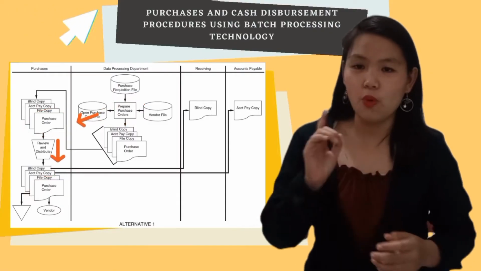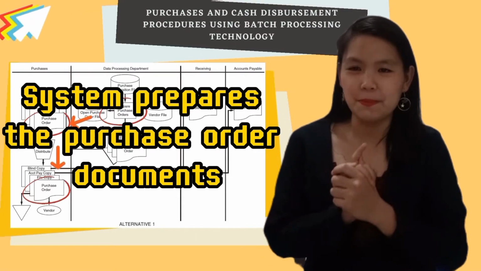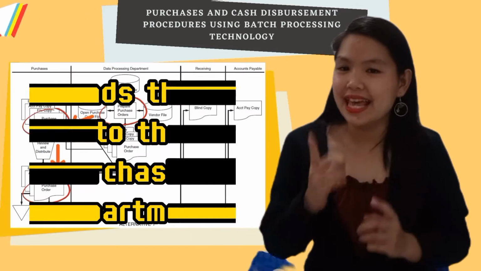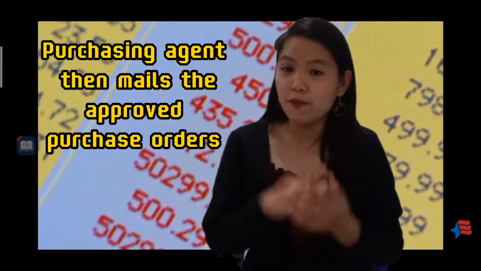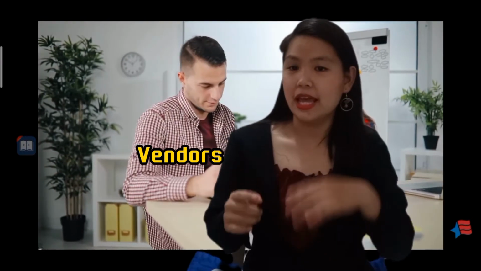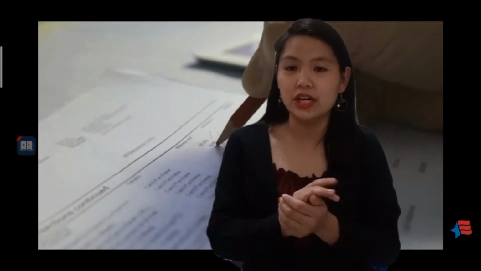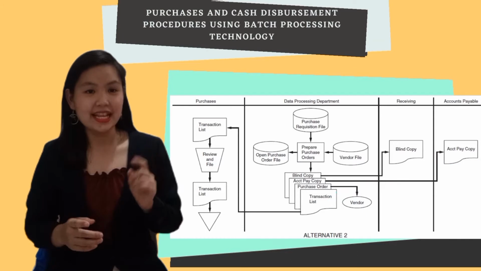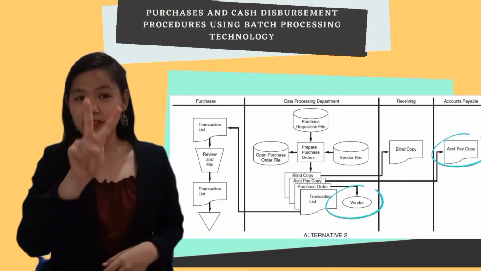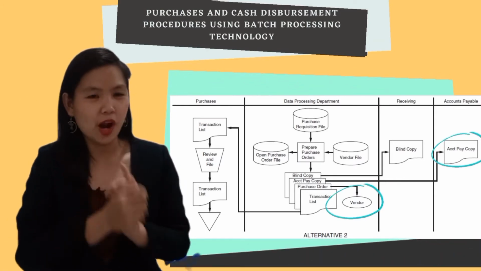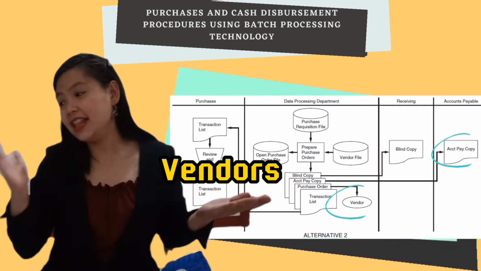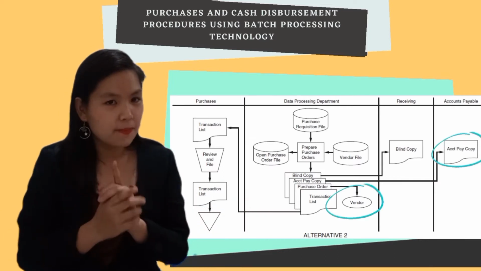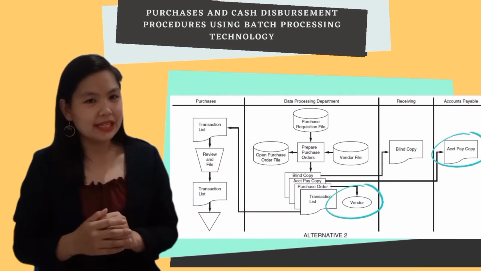In alternative 1, the system prepares the purchase order documents and sends them to the purchasing department for review and signing. The purchasing agent then mails the approved purchase order to the vendors and distributes copies to the internal users. Next, the system shown in alternative 2 expedites the ordering process by distributing the purchase order directly to the vendors and internal users, thus bypassing the purchasing department completely.